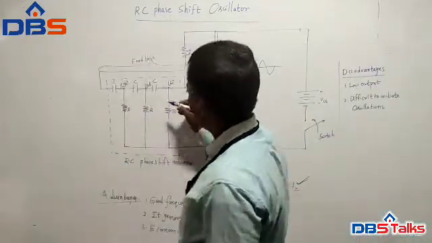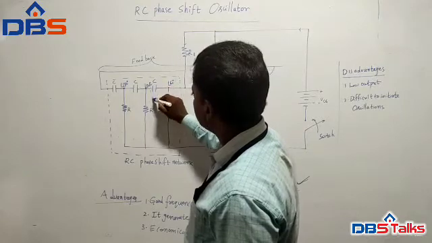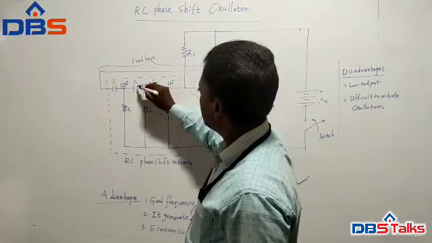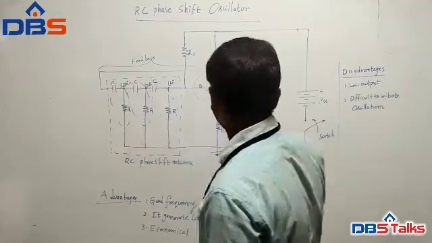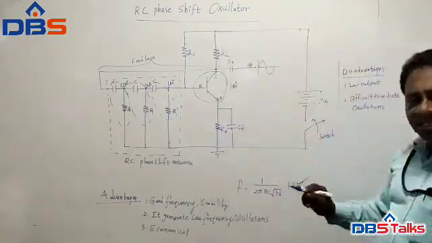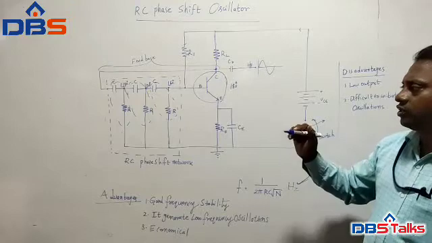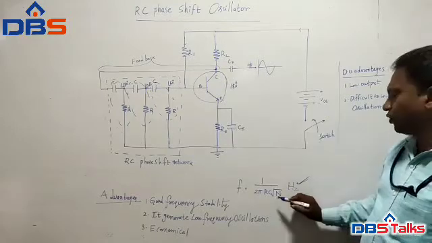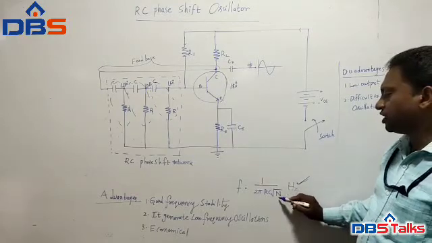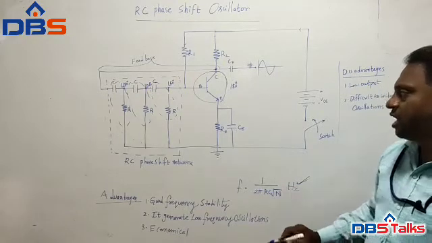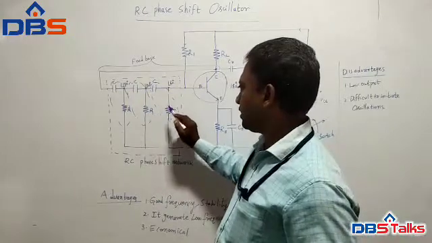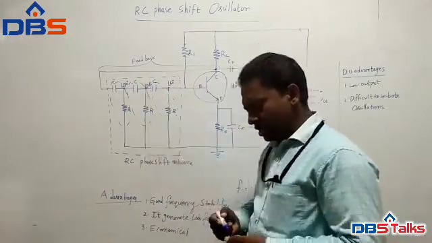Here, we can take this part as one RC network, this is another RC, and this is another RC. N is the number of RC networks. Here we have three RC networks, so we have to substitute N = 3. Then you substitute the R value and C value, because all the resistors are equal, R, and all the capacitors are C only.